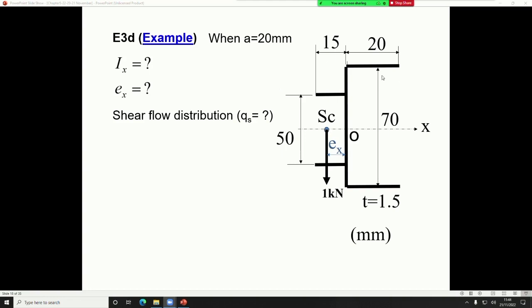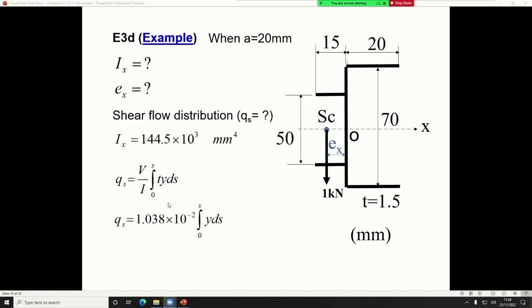So we've got a fork section which has one axis of symmetry. It's made of a channel section and two horizontal panels. Our objective is to find the position of its shear center. All the numbers are given. You can easily find Ix for this section, the second moment of area with respect to the x-axis. This equation is still valid because it's an open section with one axis of symmetry. The thickness is uniform. So if I substitute the values, this is the final solution for the whole section.